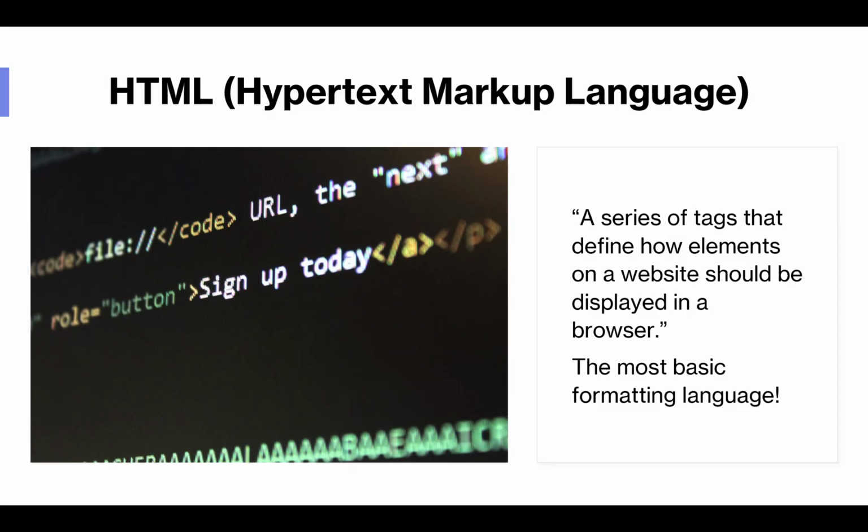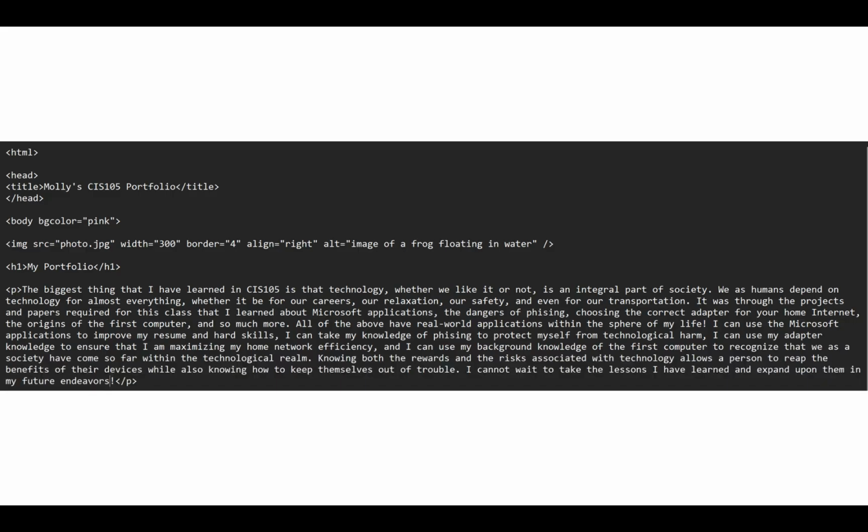HTML, otherwise known as Hypertext Markup Language, is a series of tags that define how elements on a website should be displayed in a browser. It is the most basic formatting language. Now, HTML, which we will later discuss on the concept map, is how web developers are able to develop such web-based applications. Here's an example from the assignment that we did where we had to create a website based on HTML text. HTML text and the programming itself is coming to fruition through the use of tags.